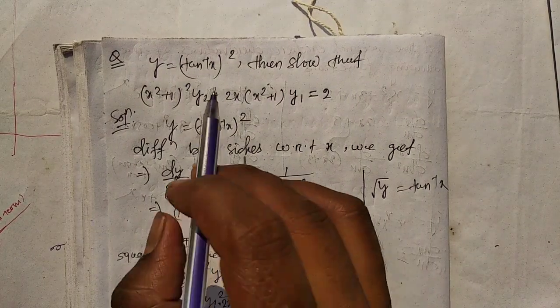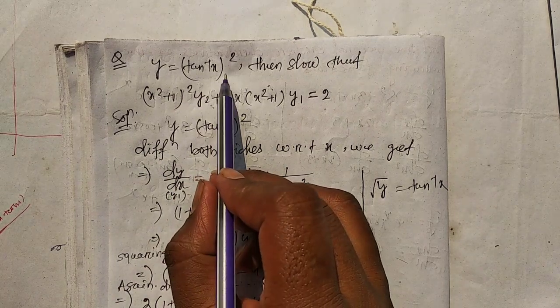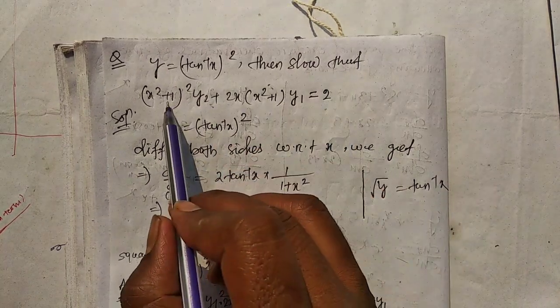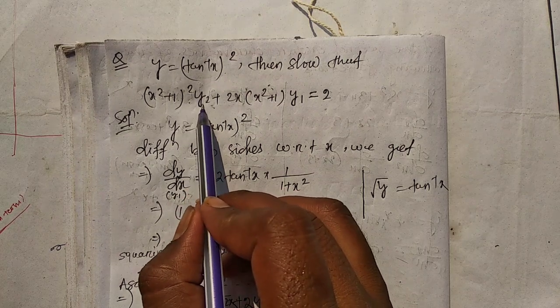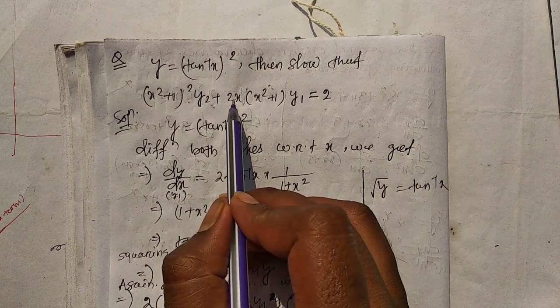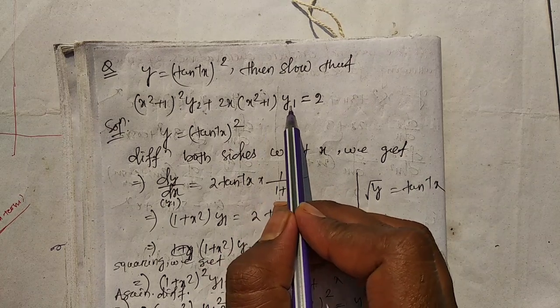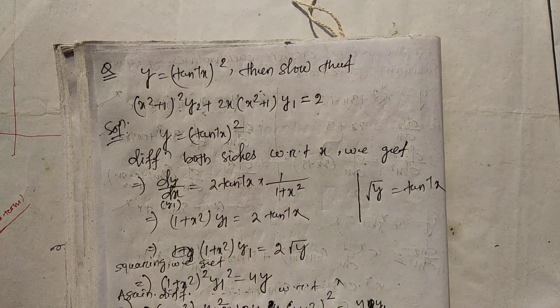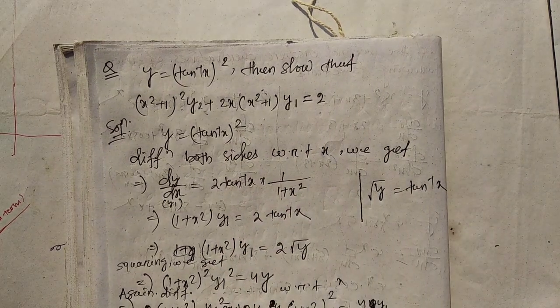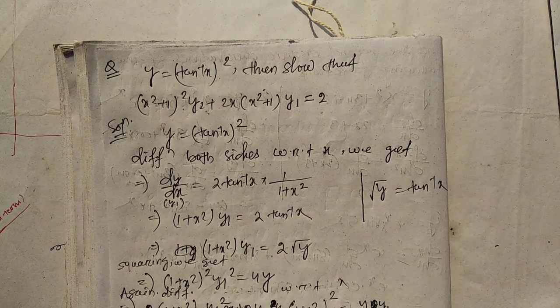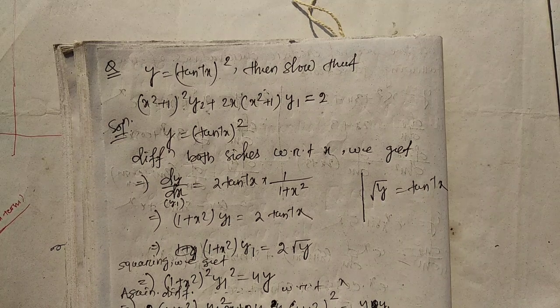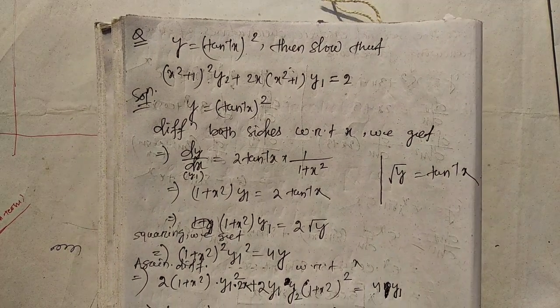Here the question is y is equal to tan inverse x whole square. Then show that x square plus 1 whole square into the second order derivative, that is y2, plus 2x into x square plus 1 into y1 will be 2. We have to prove that. Dear student, these questions are very important with respect to board. A 4-mark question may be asked, so concentrate deeply.